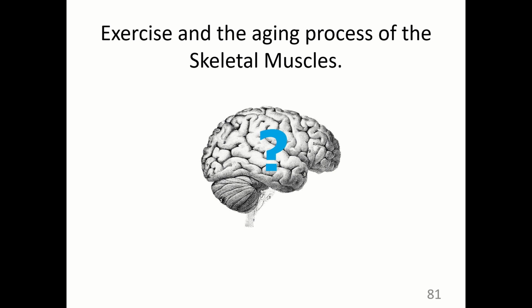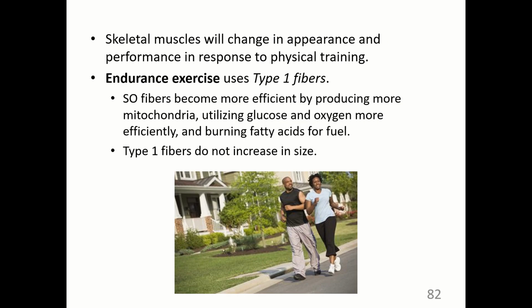All right, the last section is on the exercise and the aging processes of the skeletal muscles. Skeletal muscles will change in appearance and performance in response to physical training. So endurance exercise uses type 1 fibers. Slow oxidative fibers become more efficient as a result by producing more mitochondria, utilizing glucose and oxygen more efficiently, and burning fatty acids for fuel.